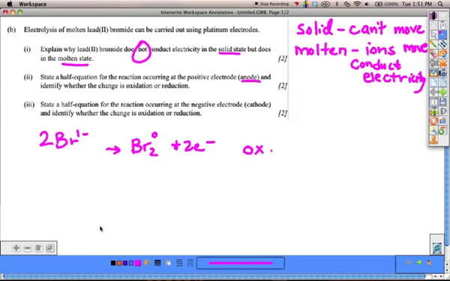Part 3 is looking at the cathode, and that is where I have my Pb2+ plus 2 electrons, forming solid lead. And this is where reduction occurs.